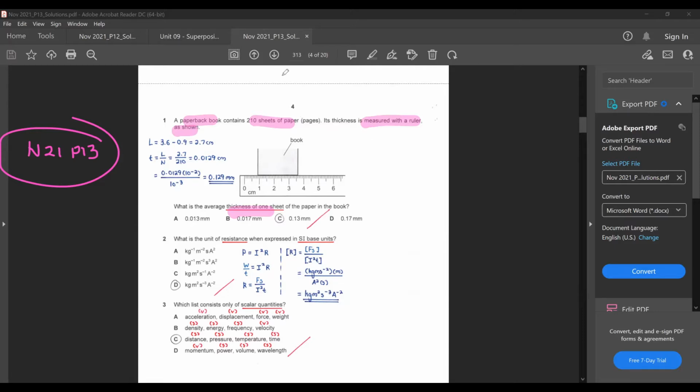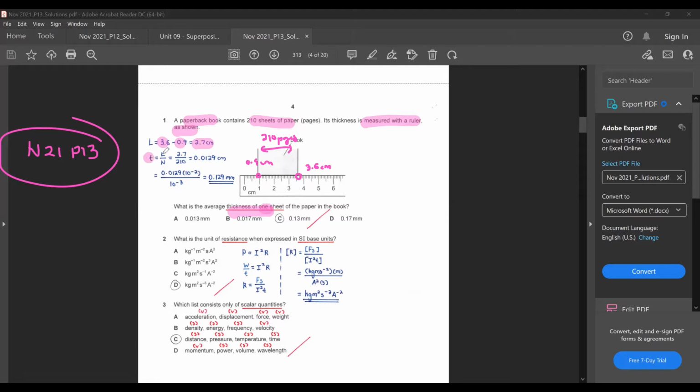So your length, you can actually see from here that this one is 3.6 centimeter. This one is 0.9 centimeter. So the difference between those two is going to be your length. 3.6 minus 0.9 giving you 2.7 centimeter. So this one here is 210 pages. They want you to find the thickness of one page or one sheet.